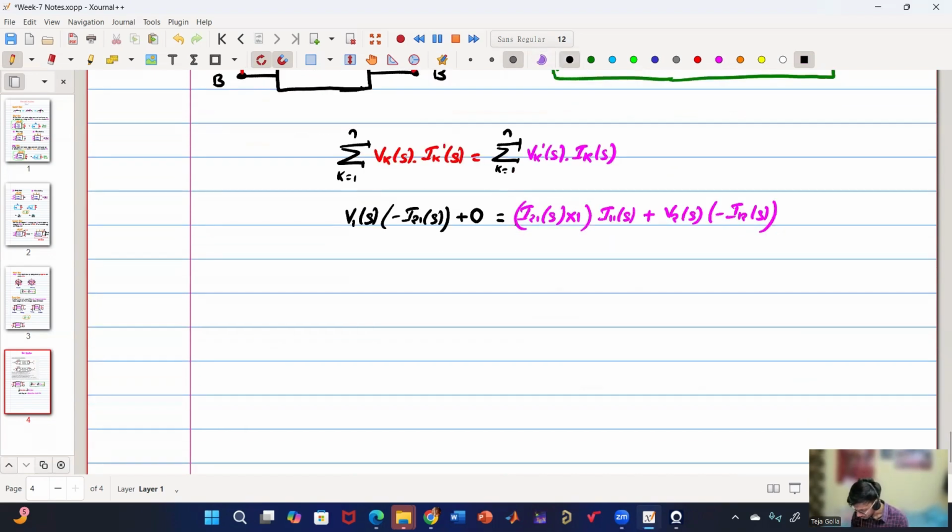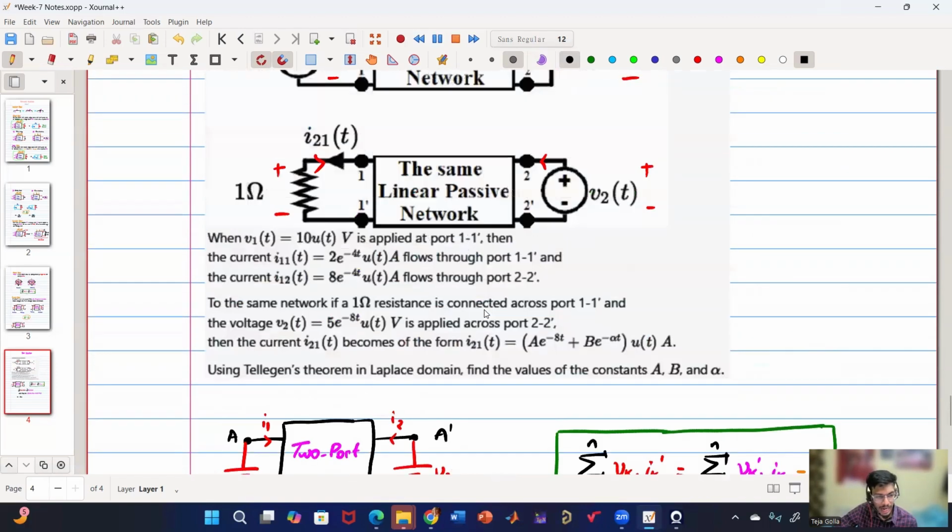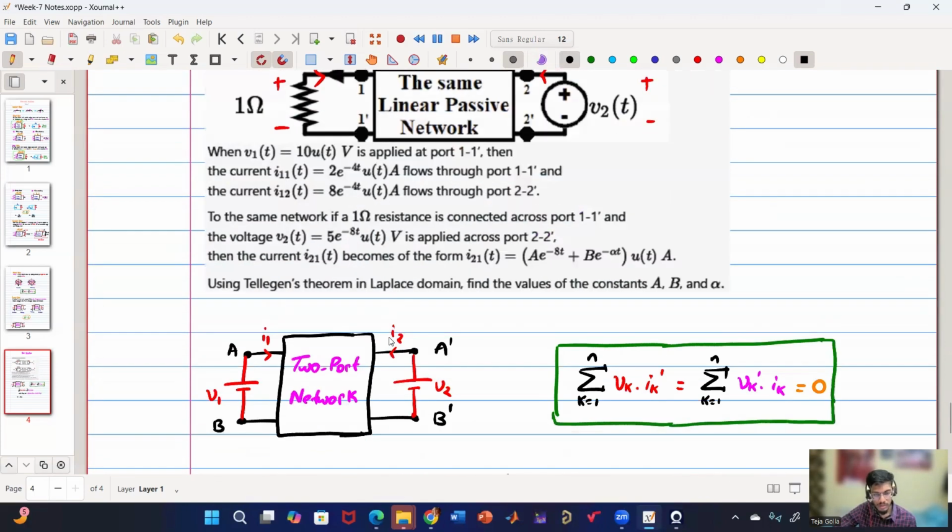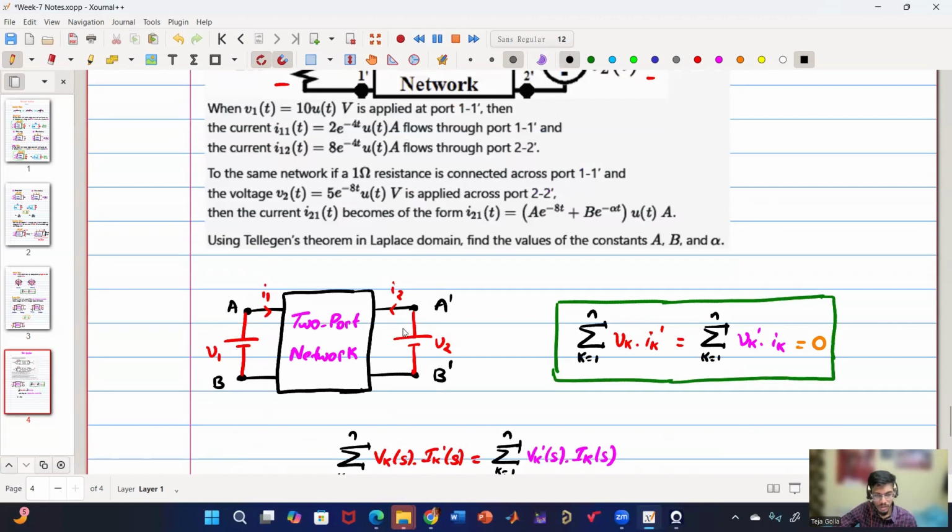Now, what we have to calculate is I21 of S. So bring all the terms with I21 of S to this side. Sorry, which one we have to calculate? I21 of S, right? Yes. While we are taking Laplace transform for the voltage source, we have used V1 of S divided by S. Isn't it, sir? Yes, yes. So V1 of S will be 10 by S. You are right. So we'll get back to that.